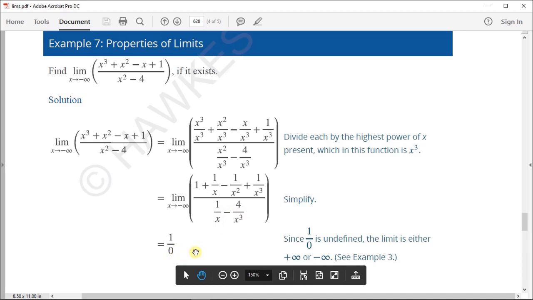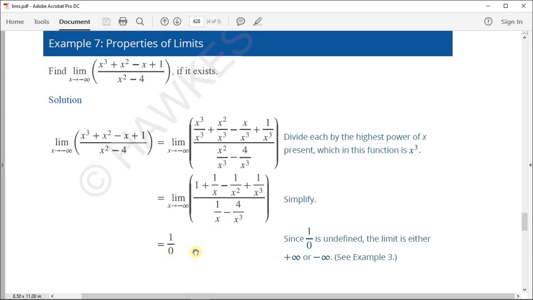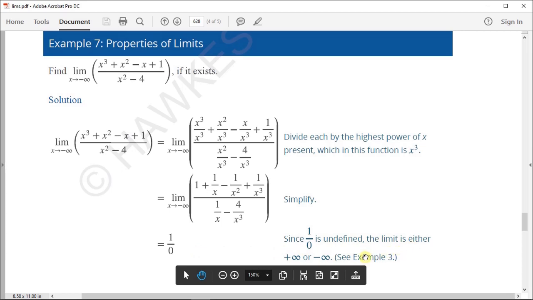Okay. Well, 1 over 0 can't be a solution. We know from middle school, or maybe even before that, that you can't divide by 0. Huh? Since 1 over 0 is undefined, the limit is either plus or minus infinity. But you have to figure out, is it plus or is it minus?